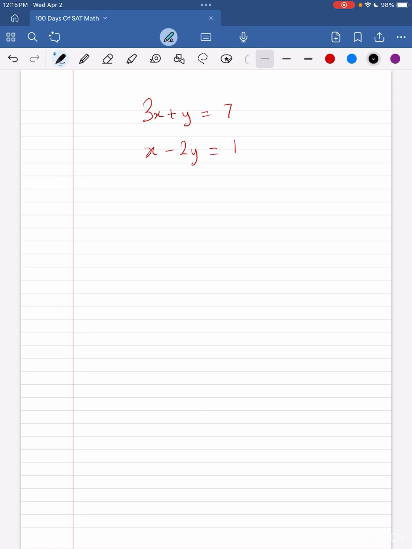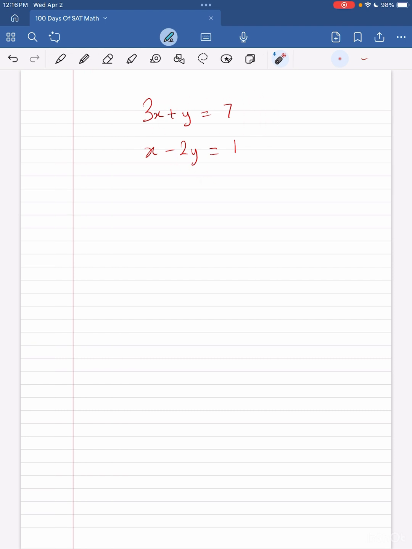Now for this question, this is the medium difficulty level. We're going to solve this system of equations. So we have 3x plus y equals 7 and x minus 2y equals 1. Now a system of equations means that the value of x and y is the same in both cases. So 3x plus y equals 7, and that same value of x in x minus 2y equals 1. So we have to find the values of x and y that will make these two equations correct.